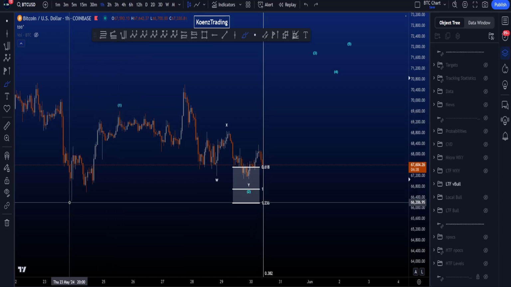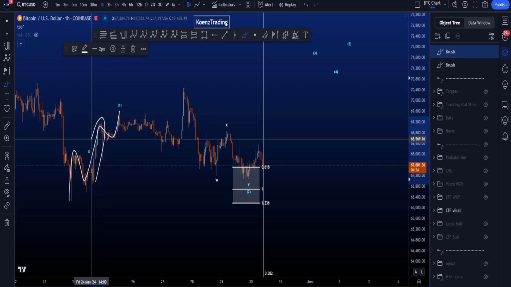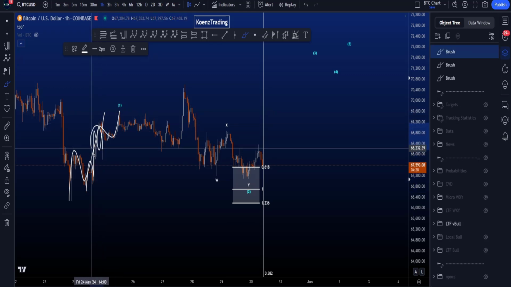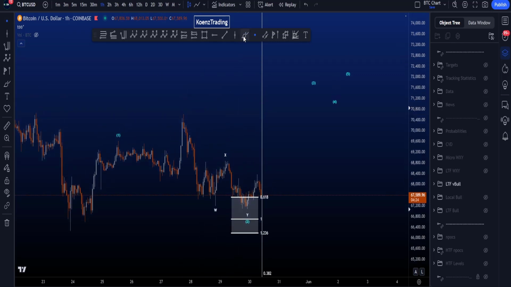because to finish wave 1 here, we count 1, 2, 3, 4, 5, but then inside this wave 3, preferably, we count an internal 1, 2, okay, we got that, 3, 4, 5, but we never really got a wave 4, so it does lower the probabilities for this scenario automatically.